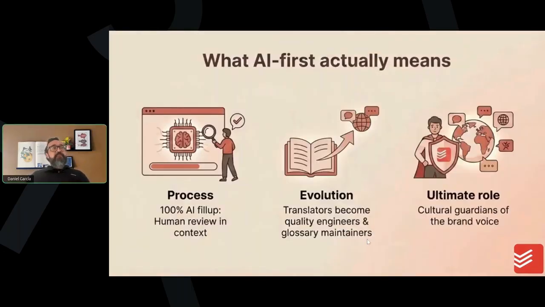Well, what does AI-first actually mean for us? For us, it's not automation without control. In this project, for these content types, we have set up Transifex AI fill-up, which translates 100% of the strings after they are pushed. Then we have the human review in context, which is the second and third phase in most of the content types. And the third thing is that we have a very strong LQA toolkit, a very strong localization quality assurance toolkit.